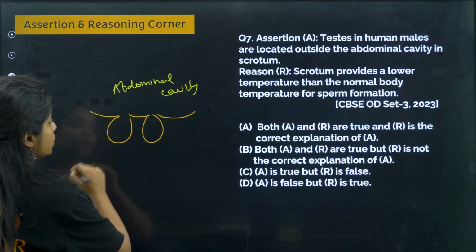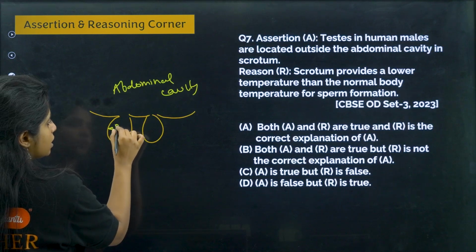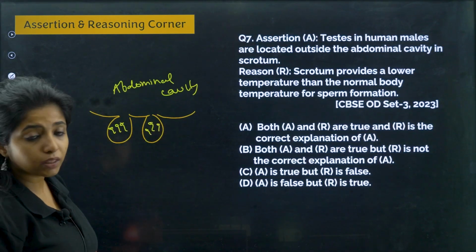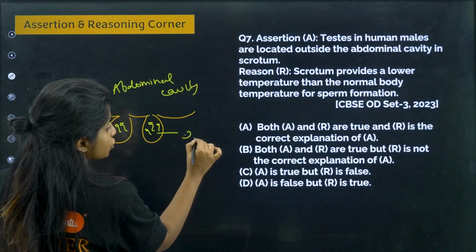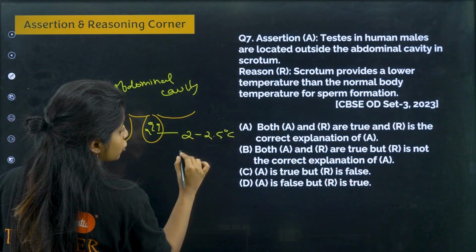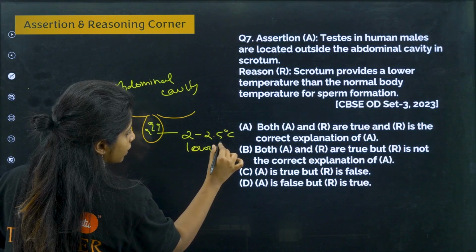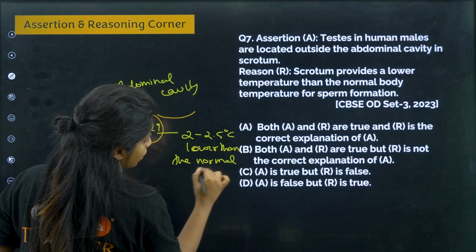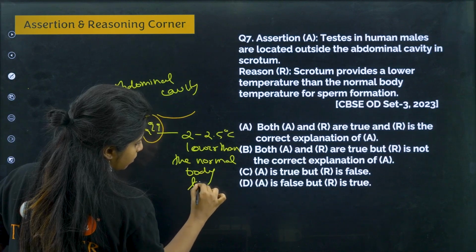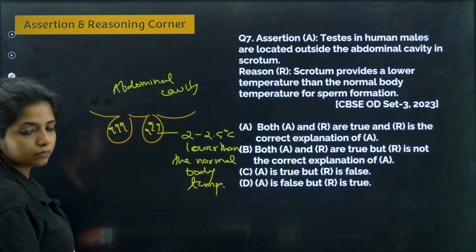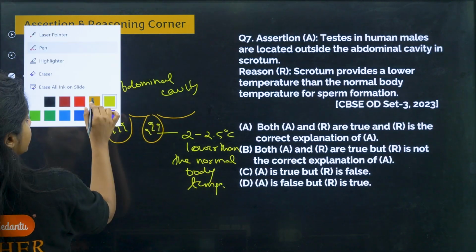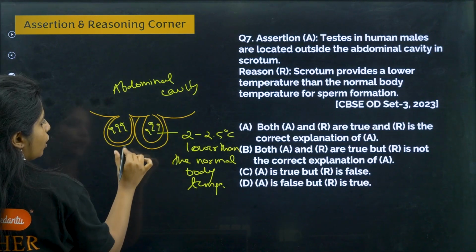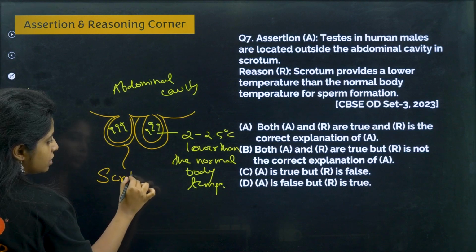And testis is a place where what formation takes place, children? Sperm formation takes place. Now the enzymes which are needed for sperm formation will be active only at a temperature 2 to 2.5 degrees Celsius lower than the normal body temperature. You get it? Which is why the testis is not freely located like that. It is inside a sac-like structure which you will be calling as what, children?